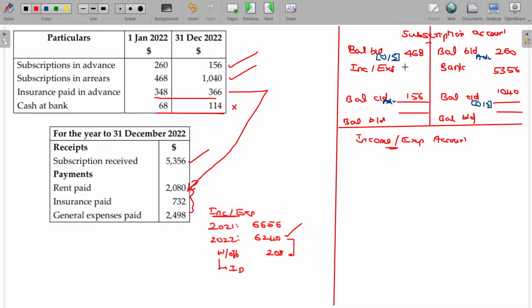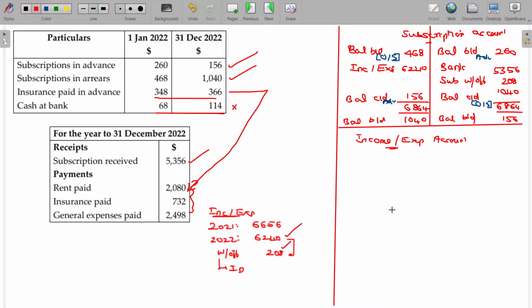6,240 is already given, so I directly post this. And the subscription written off, to the extent not recoverable, is treated as what? Irrecoverable debt. That will be shown here, this value being 208. If I total this, the total is 6,864, and it gets tallied. Rewrite here 156, and 1040 here.